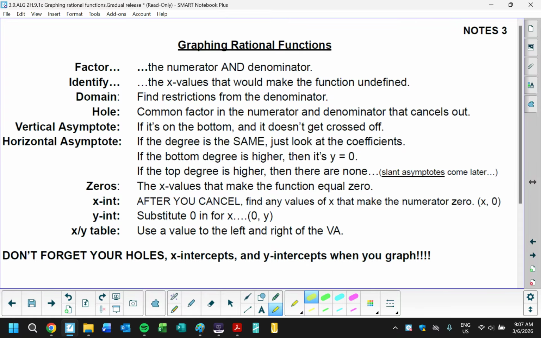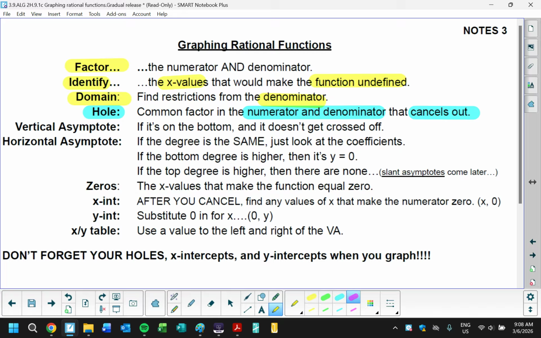The very first step that you do in order to graph is to factor. You got to factor because in so doing, you will then use the factors to identify any x values that would make the function undefined. In other words, you're looking in the denominator. From there, you should be able to identify what the domain is going to be. In addition, the factoring will show you holes. That's going to be things both in the numerator and denominator that will cancel out.